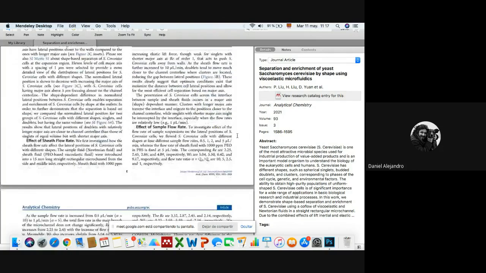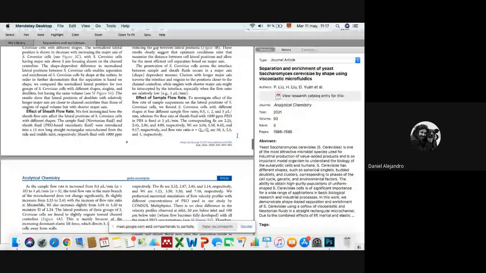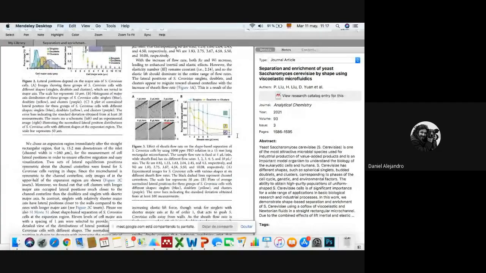The different shapes of flow rate depend on the conditions of the flux. It means we're talking about non-Newtonian flow. That means they don't have a constant rate of viscosity. It depends on the flux. It depends on the rate of the flux.